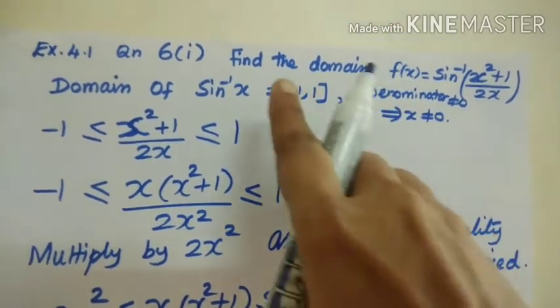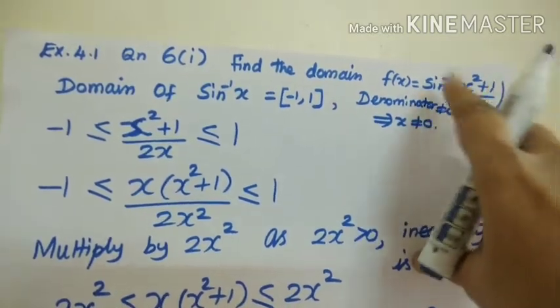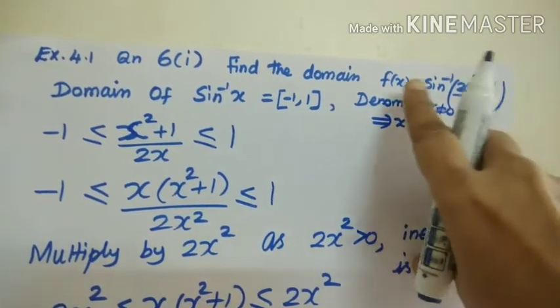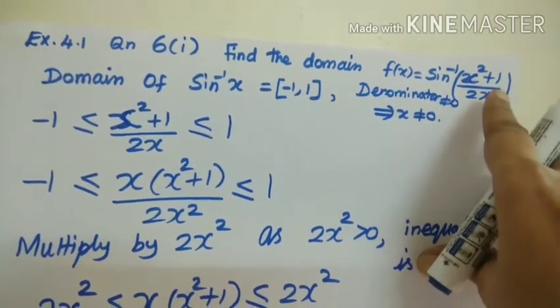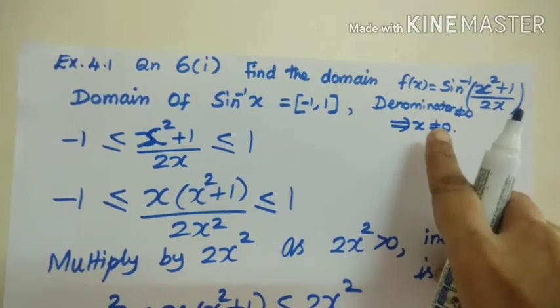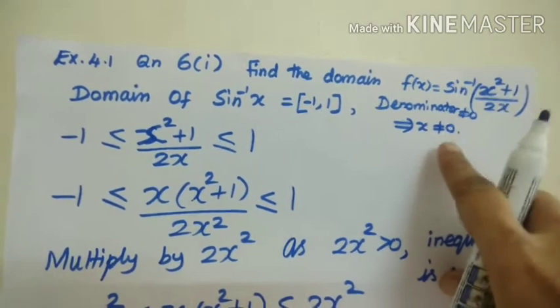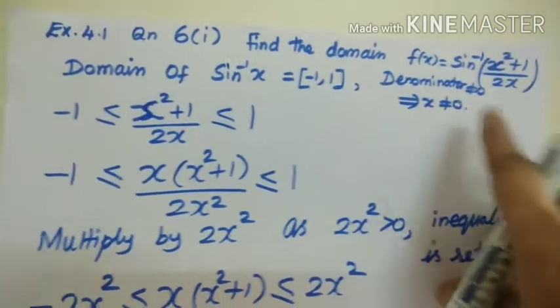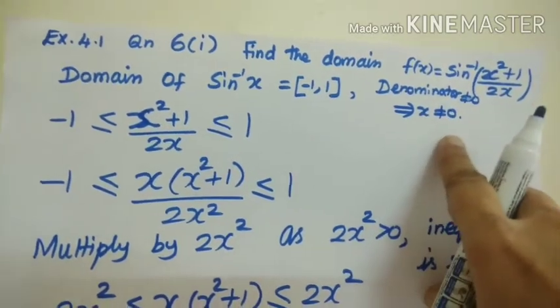There is a similar question. Find the domain of f of x equals sine inverse of a particular argument that is given. Now whenever we see a question with a denominator, immediately declare: in mathematics, when we are defining a function, the denominator should not become 0. So as long as we work the problem, let us remember x should not be equal to 0.